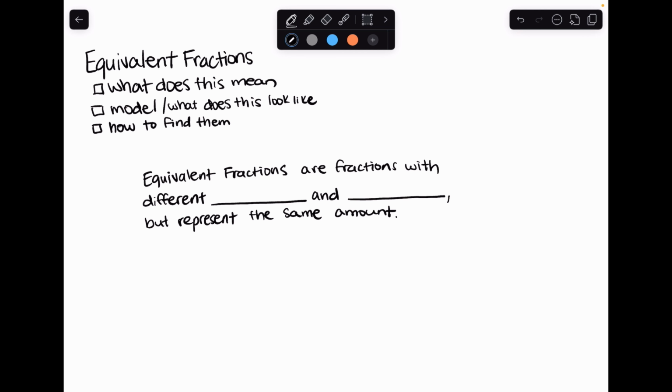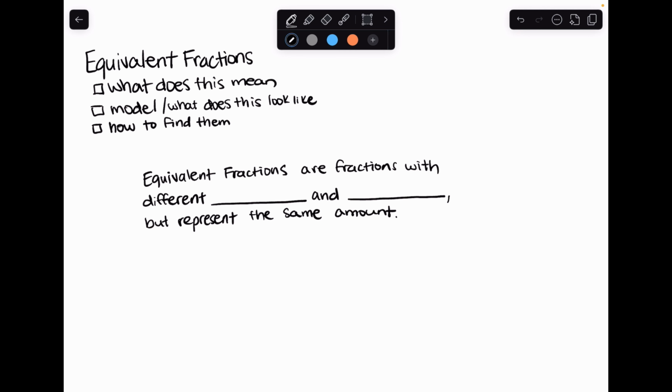In today's video, we're going to be talking about equivalent fractions. I find a lot of the time we hear the word equivalent fractions, and many fifth graders don't know what that actually means or what that looks like. So today, we're going to take a little bit of a deep dive into that and actually show what happens when we find those equivalent fractions.